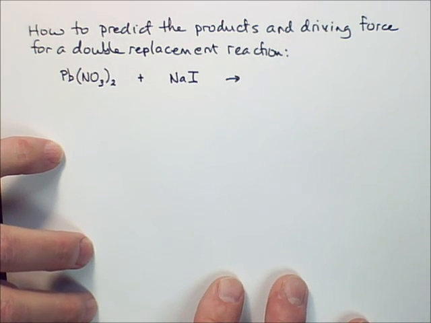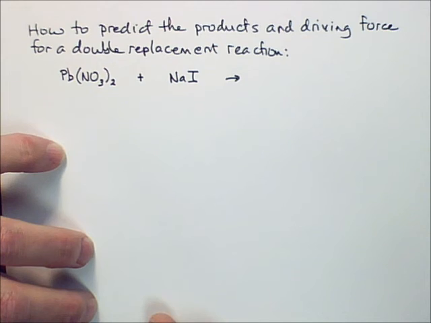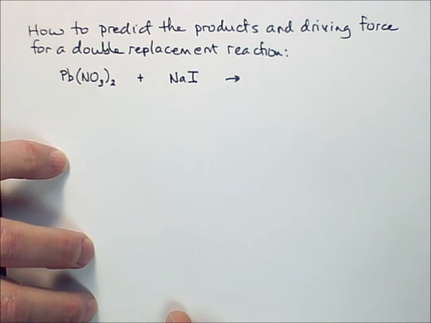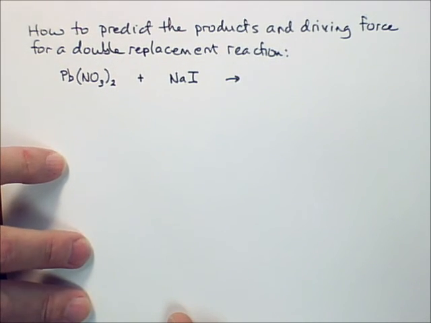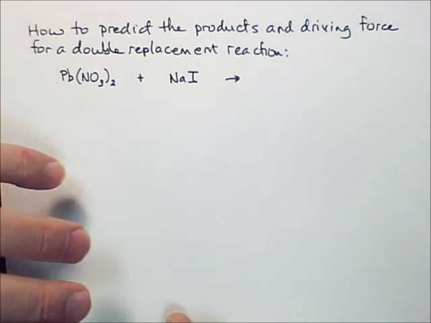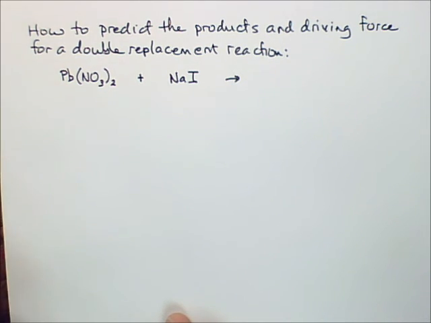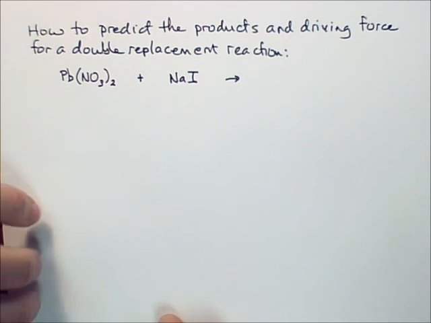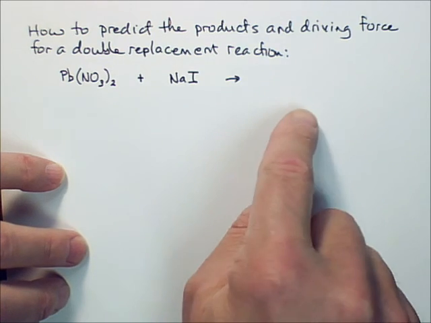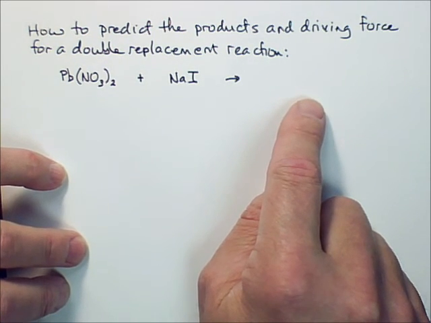So what I'm going to do here is to show you an example, maybe more than one, of how to predict products and the driving force for a double replacement reaction. With a double replacement reaction, it's a bit different from single replacement in that with single replacement, you can tell without even predicting the products whether there's a driving force.